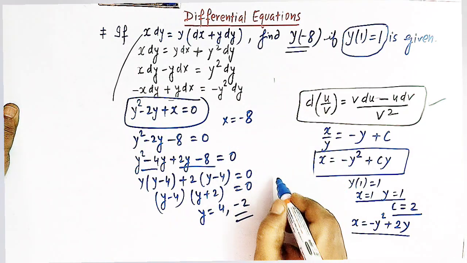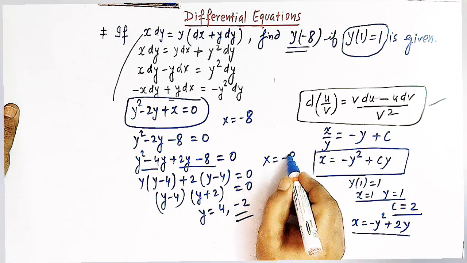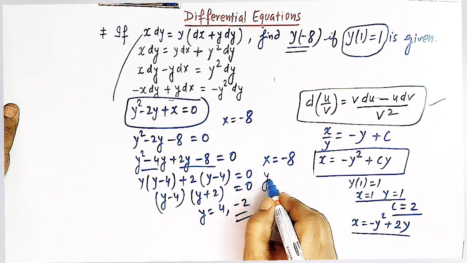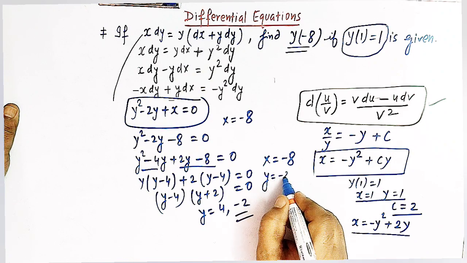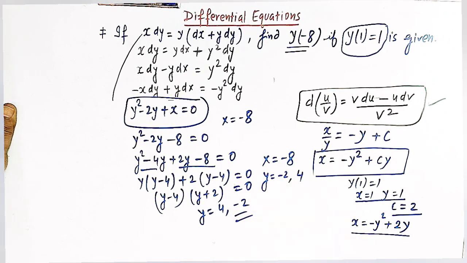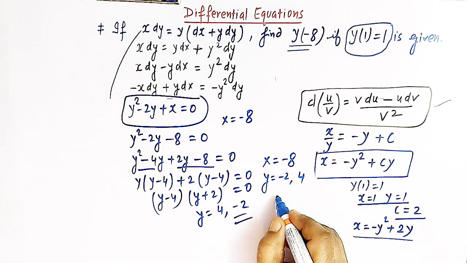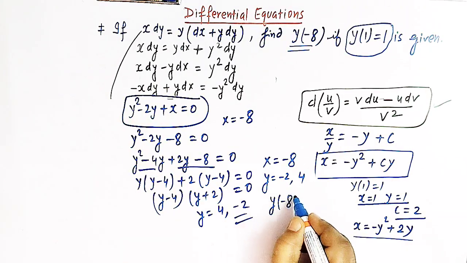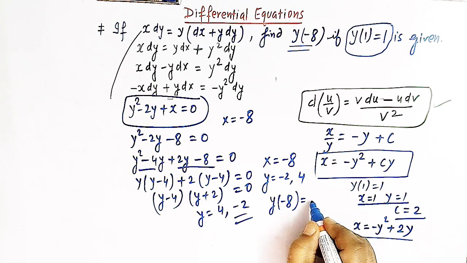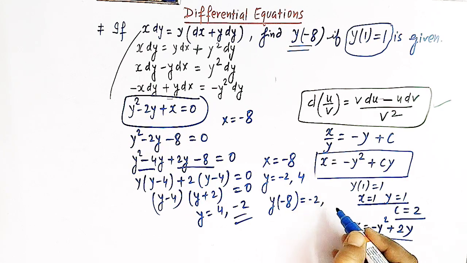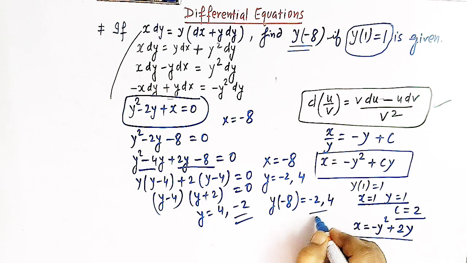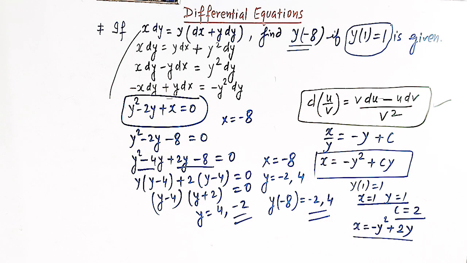Right? So for x is equal to minus 8, we have two values of y, that is minus 2 and 4. So we can write y of minus 8 is equal to either minus 2 or 4. Right? So this is how we can solve these type of problems.